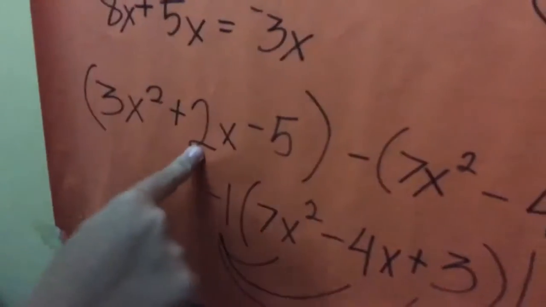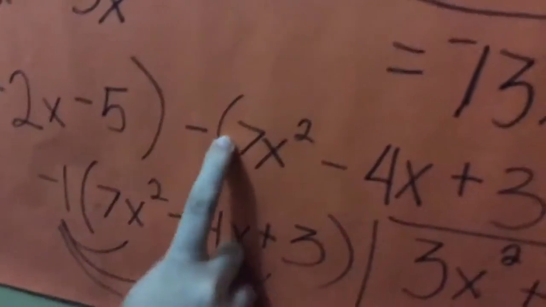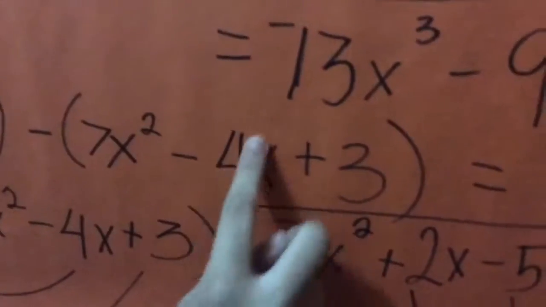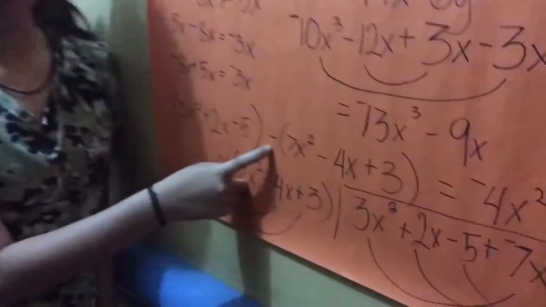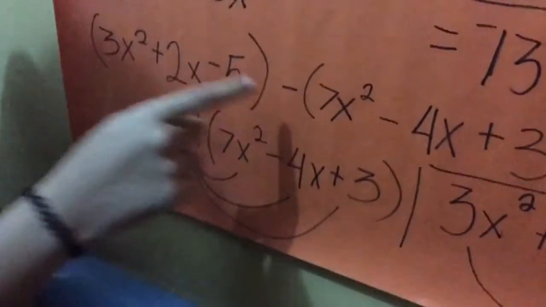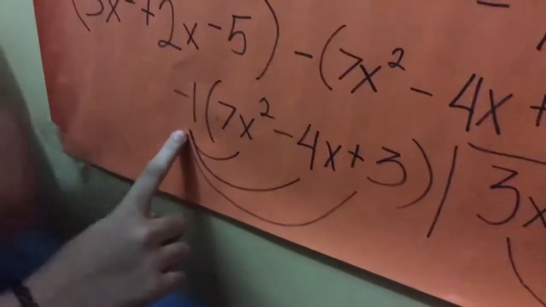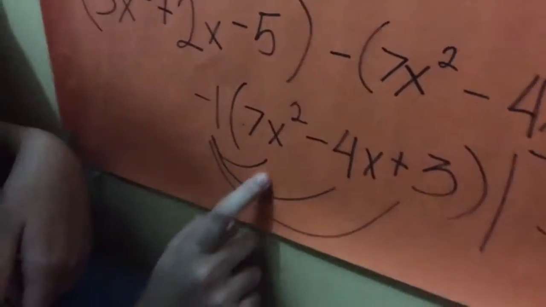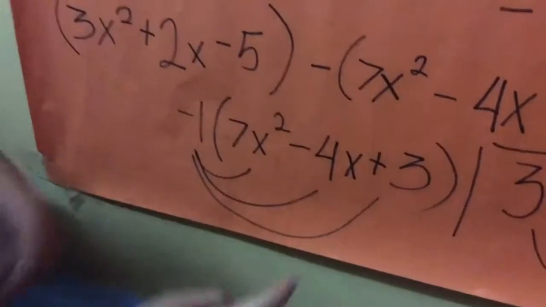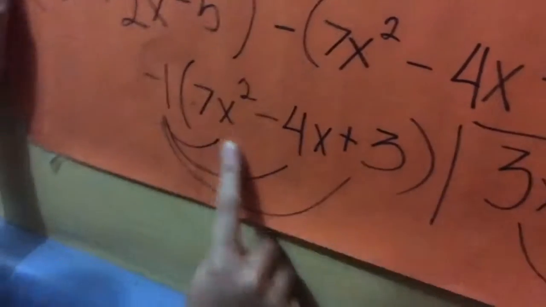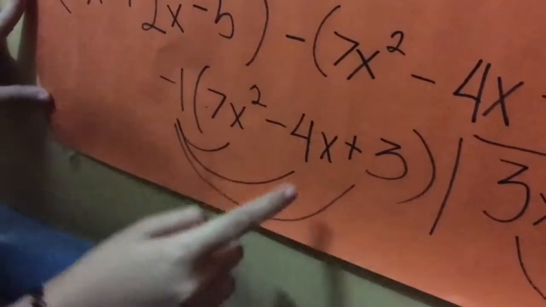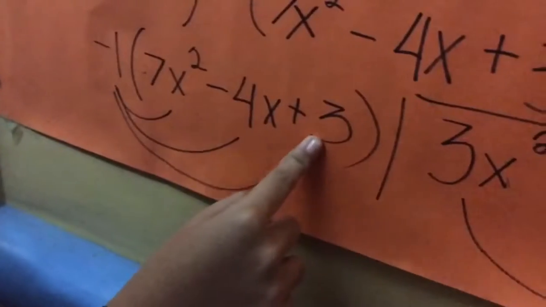3x squared plus 2x minus 5 minus (7x squared minus 4x plus 3). Now, if you see an equation like this, you need to focus on the sign. In this example, there is an invisible 1 on it, not just the sign. So next, we have to distribute the sign to these terms. So the positive 7x squared will be negative 7x squared. And the negative 4x will be a positive 4x. And then positive 3 will be a negative 3.